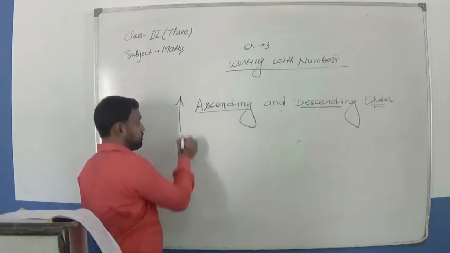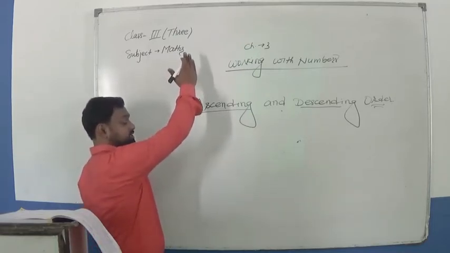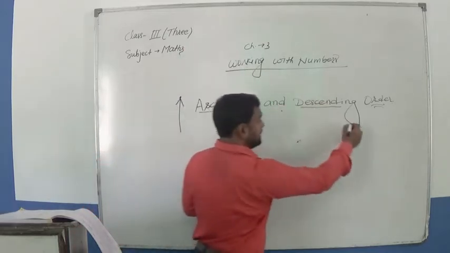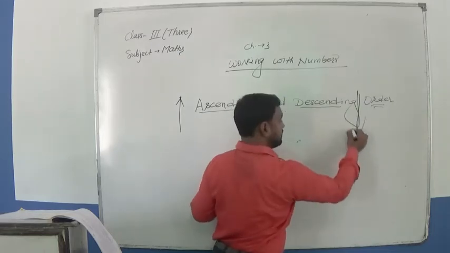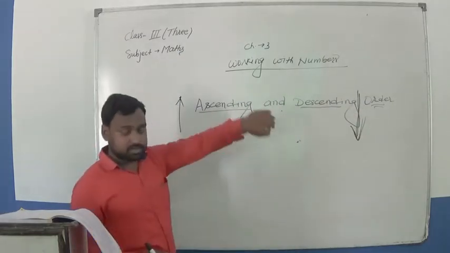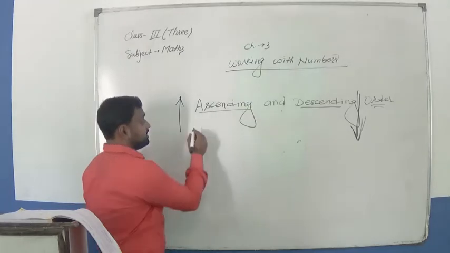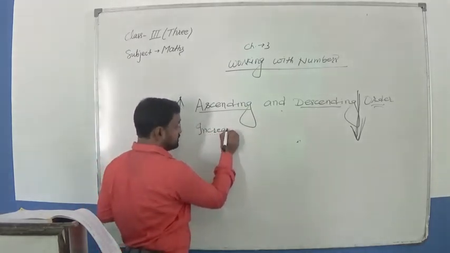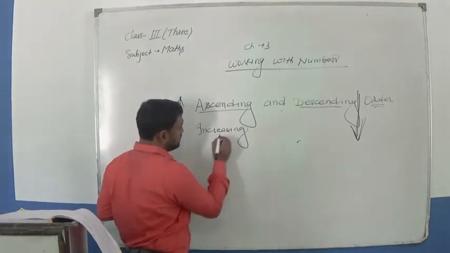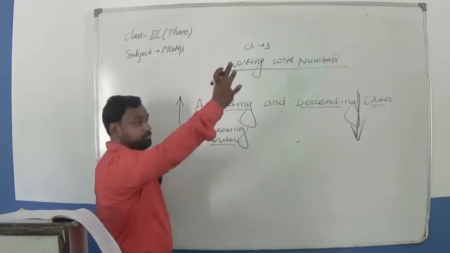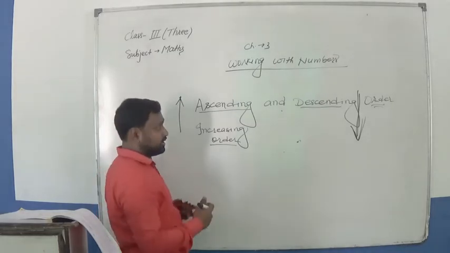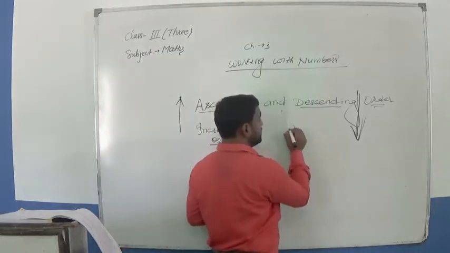Ascending means बढ़ते हुए. Okay. Descending, घटते हुए. Descending means घटते हुए. Ascending, also called increasing order. Increasing order: 1, 2, 3, 4, 5, 6, 7, 8, 9, 10. Increasing order, बढ़ते हुए.